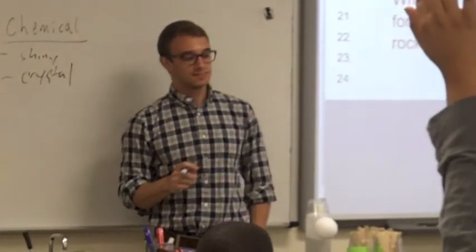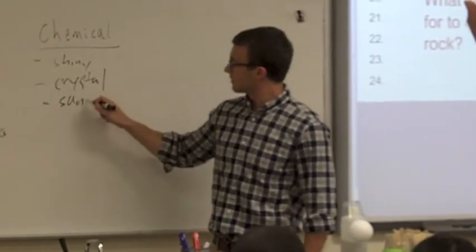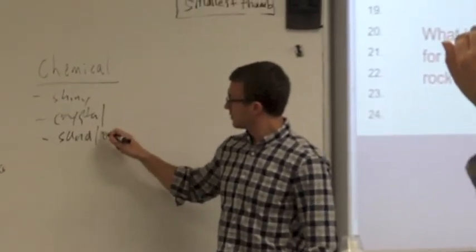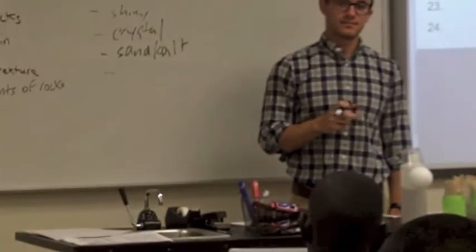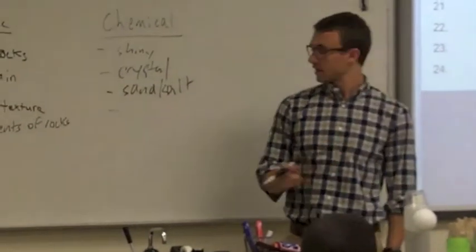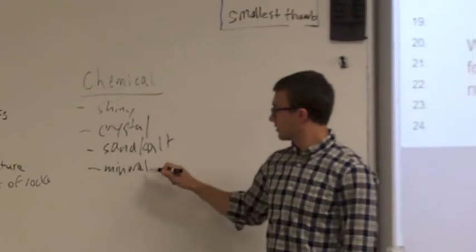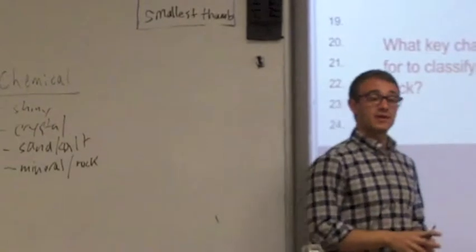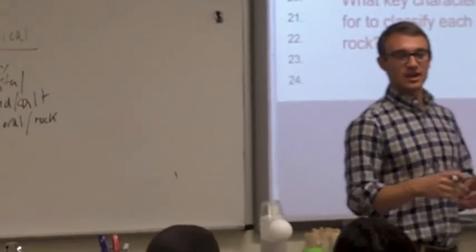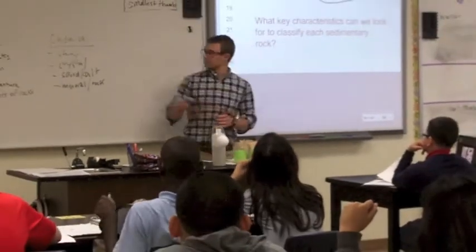You might see some sand or salt inside of it. Okay, so something that looks like sand or salt. It might be half, what is it called? Mineral and half rock. Okay. So you're going to see some sort of mineral in it, right? Something that's shiny. Something that might look like a crystal. Very good. And our last one, organic.